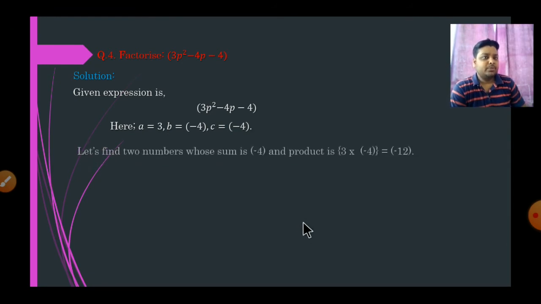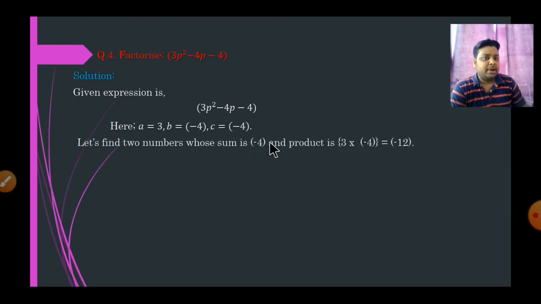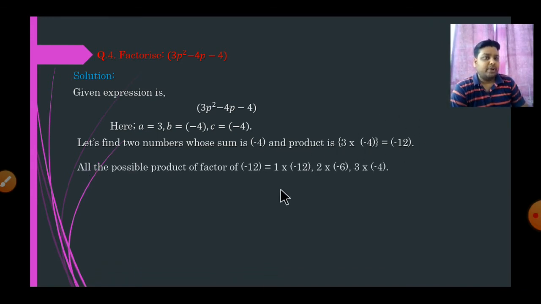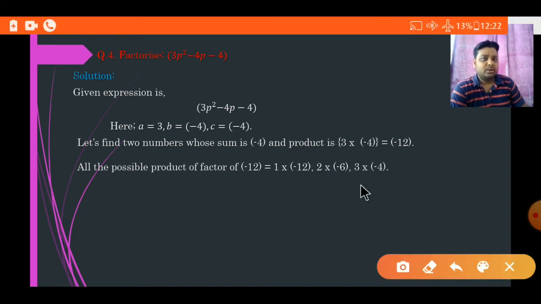Here the sum is negative and the product is also negative, so one minus sign should be there in the factors. Since the sum is minus 4, we have to put the minus sign over the largest number. So the factors are 1 into minus 12, 2 into minus 6 and 3 into minus 4. Now 1 plus minus 12 is minus 11, not matching. 2 plus minus 6 is minus 4, yes, it is matching.